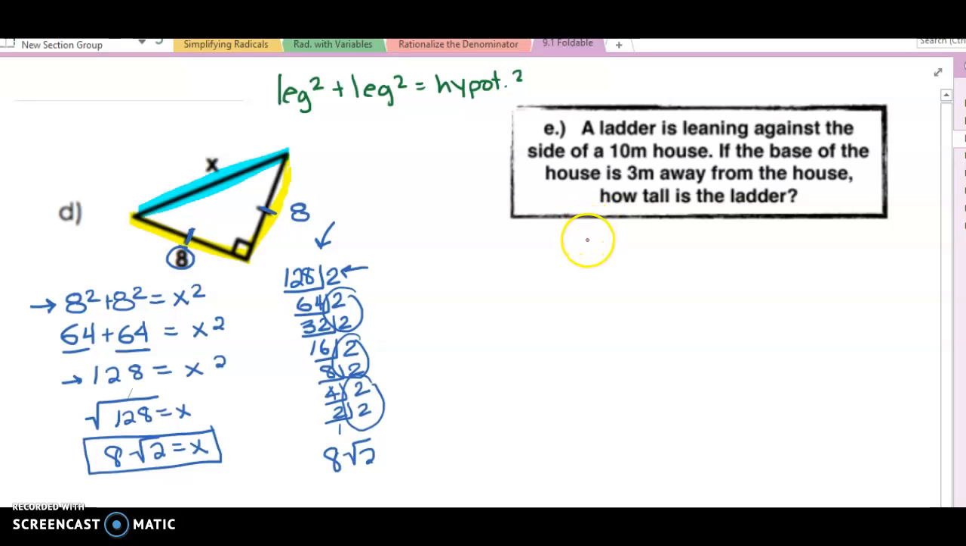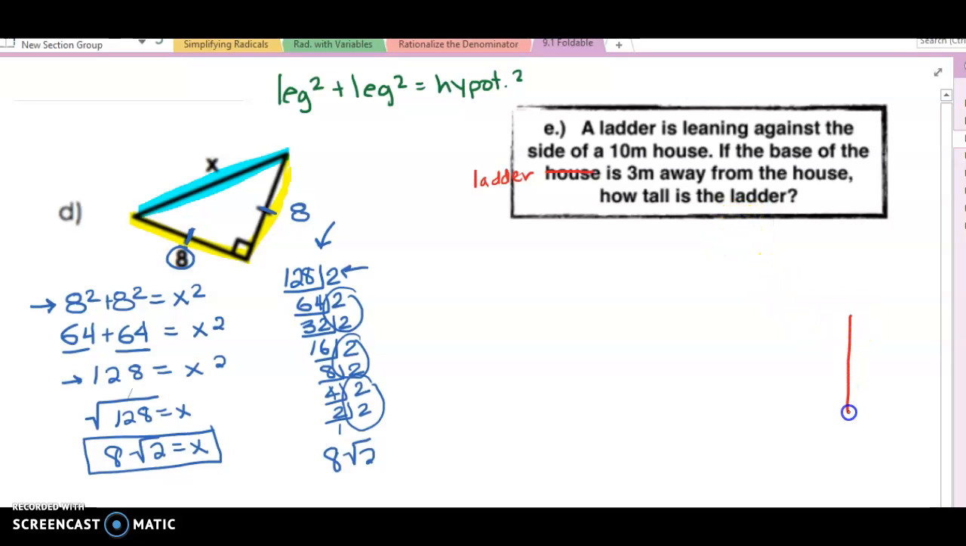We will get a day where all we do is work on word problems, or a worksheet where all we do is word problems anyways. It says a ladder is leaning against the side of a 10-meter house. If the base of the ladder is 3 meters away from the house, how tall is the ladder?